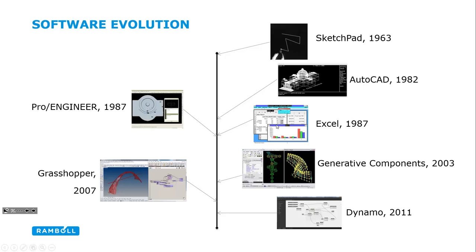It didn't particularly get used all that much in civil engineering and structural engineering, but it did take off quite a lot in mechanical engineering, automotive, and things like that. Also in that same year, the first version of Excel came out. And Excel, I consider to be quite a good computational design tool in its own right, even though we're slightly trying to move away from it now.